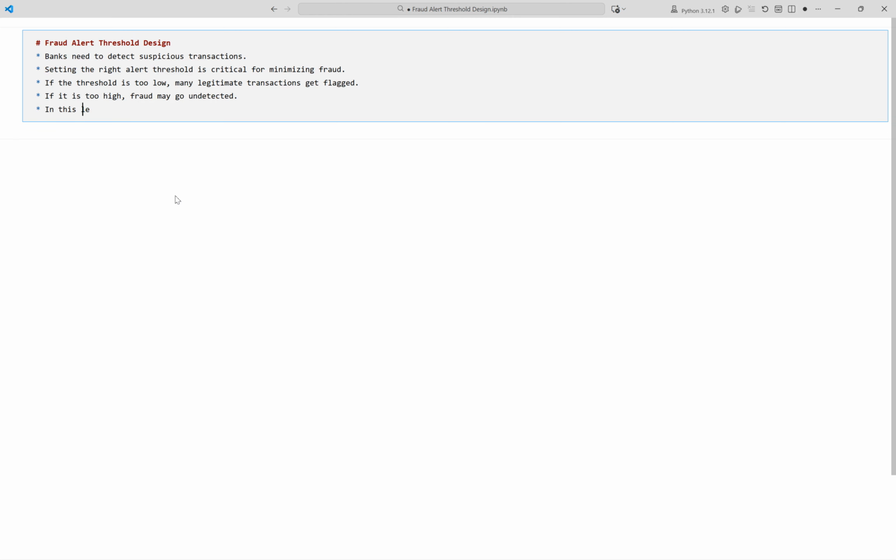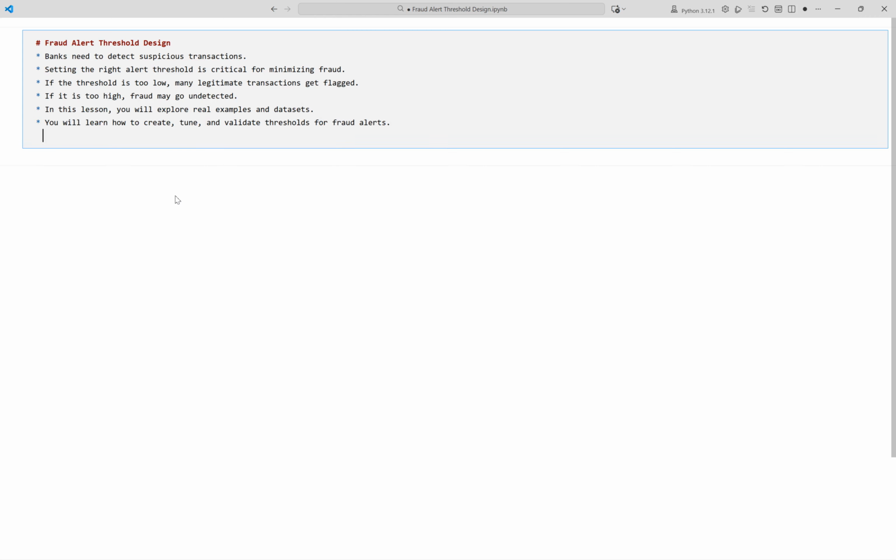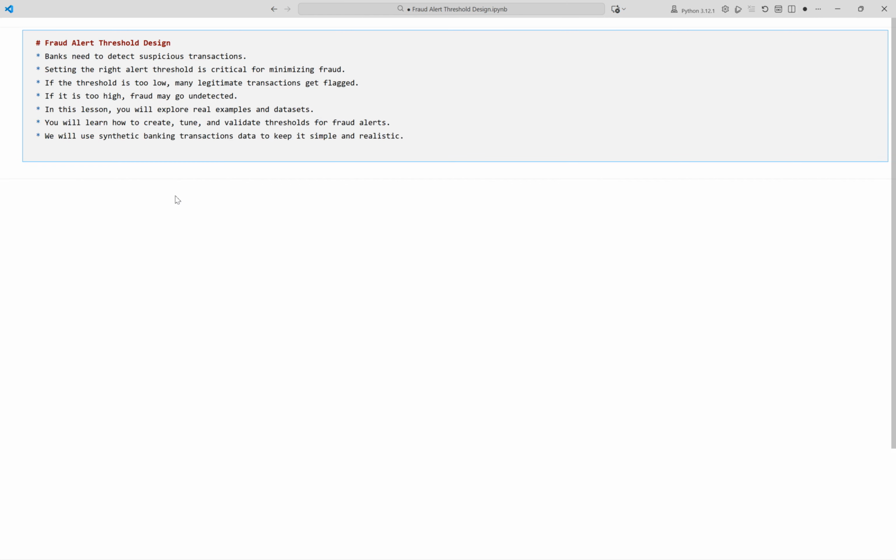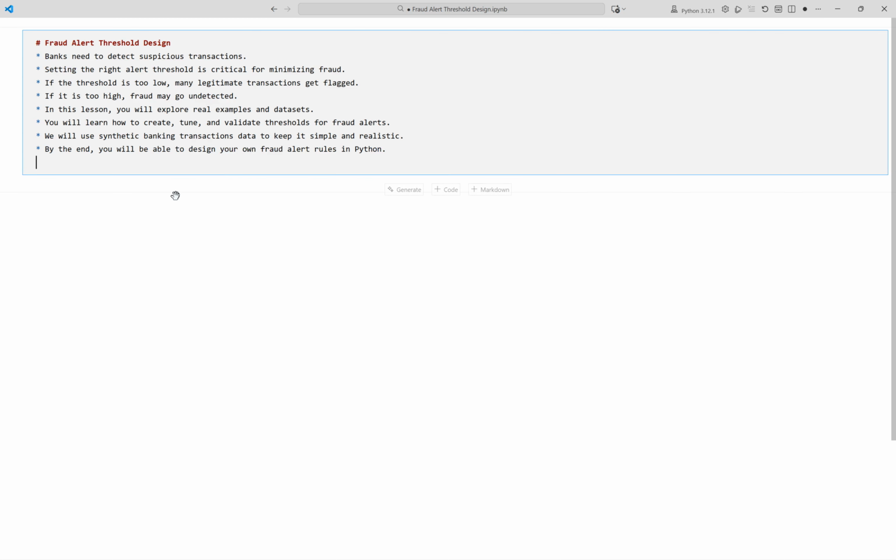In this lesson, you will explore real examples and datasets. You will learn how to create, tune, and validate thresholds for fraud alerts. We will use synthetic banking transactions data to keep it simple and realistic. By the end, you will be able to design your own fraud alert rules in Python. Running the cell now.